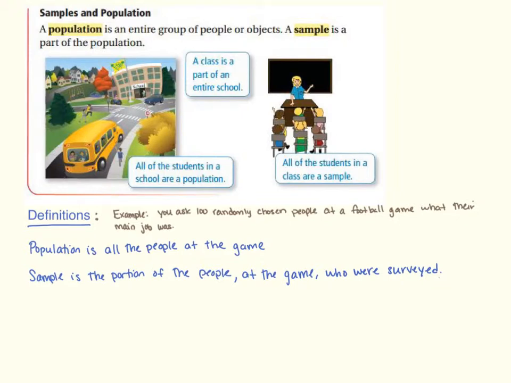Notice that I give you the example. If you ask 100 randomly chosen people at a football game what their main job was, the population of those people would be everybody at the football game, but you're not asking everybody at the football game. You're only asking 100. And because you're not asking everybody, you are choosing to randomly sample the population. So pause the video, write these definitions down in your notes, then push play when you're ready to move on.